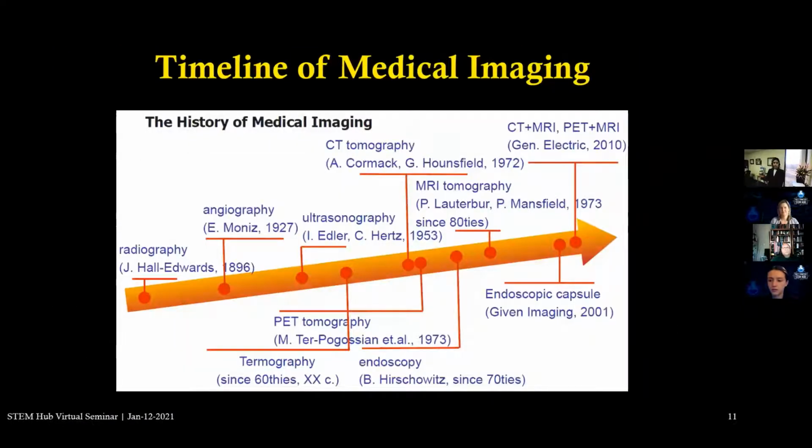And I'm just showing the timeline of these different medical imaging modalities which I just showed you. It starts with radiography, the earliest discovery. Then we have angiography, the visualization of blood vessels. And we have ultrasound, and then nuclear medicine. We have CT, and towards the end, MRI. And recently we have these hybrid systems, which I'll also talk about in later slides.